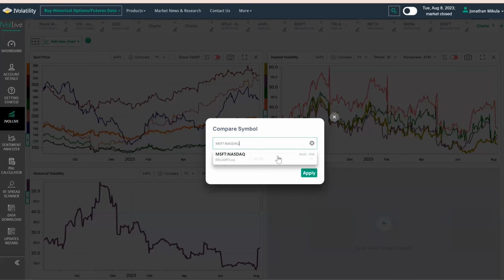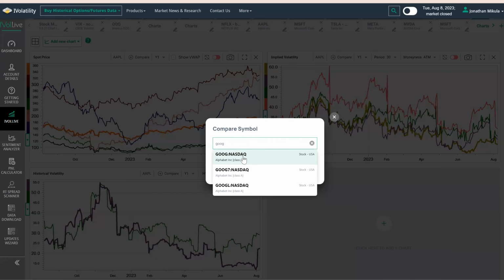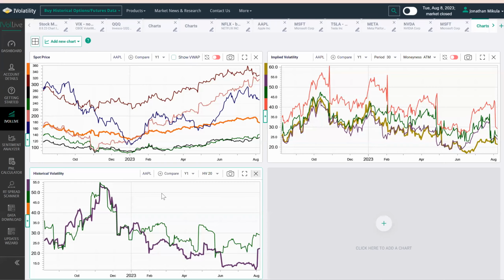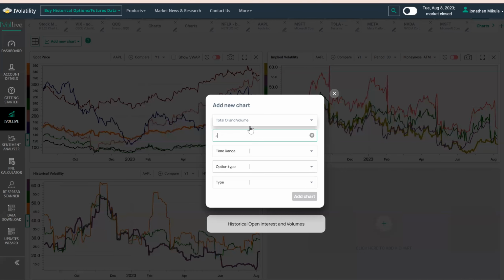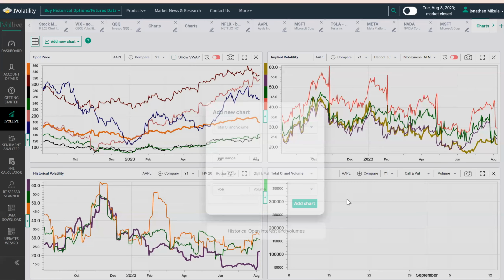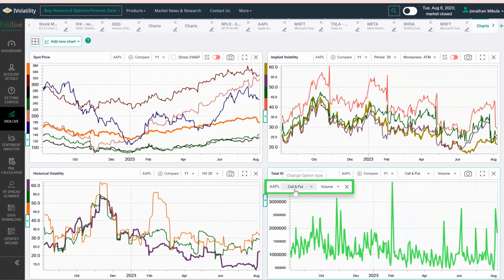And then again, once I have my base as Apple, it's easy for me to add these other names to compare and hit apply. And you'd continue doing that until all of them are there. And then finally, the last chart that we had was total open interest and volume. So I mentioned I like to look at volume, not so much open interest. When I'm looking at big, heavily traded names, I like to look at calls and puts. So here, instead of open interest, what I would do is I'd hit volume, add chart. And so now here is our 1 year chart for Apple on only volume, right? And it's calls and puts.